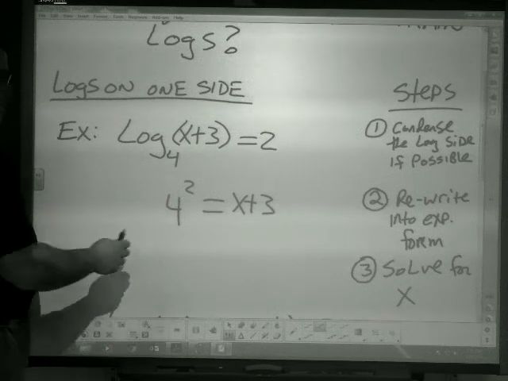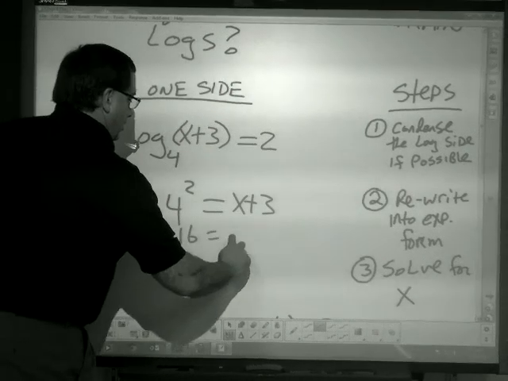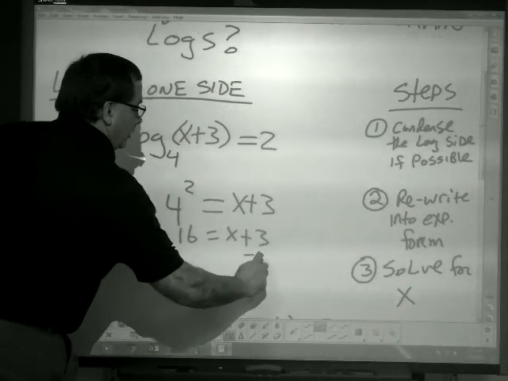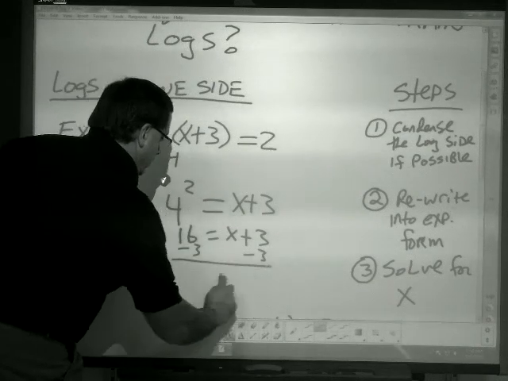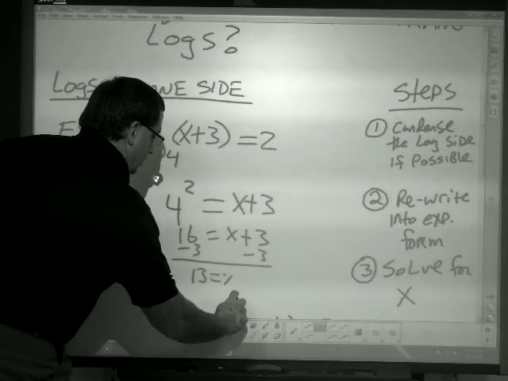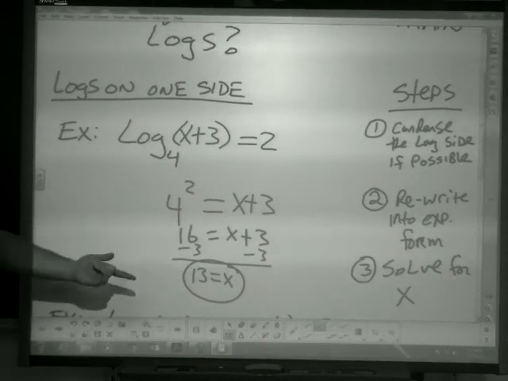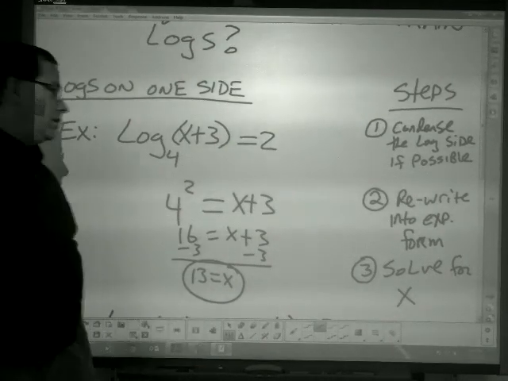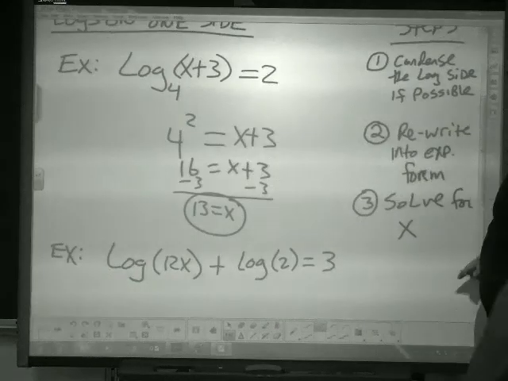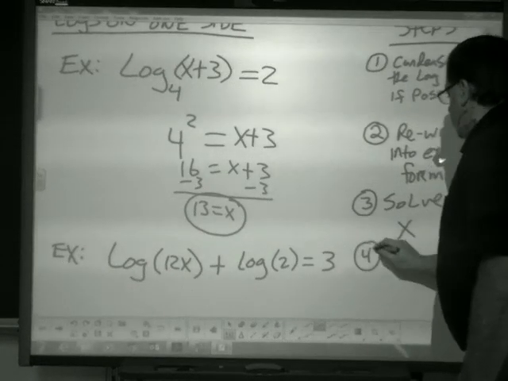And 4 squared is 16. Take away 3. x is 13. The last thing you really need to do here, the last step, I'll put in as step 4, is you need to check.